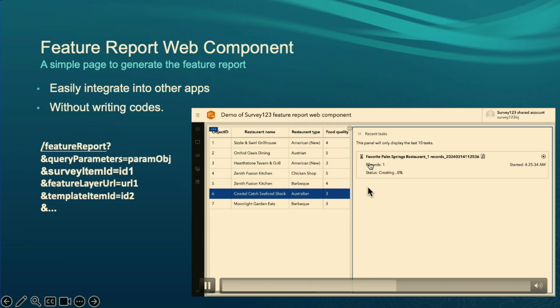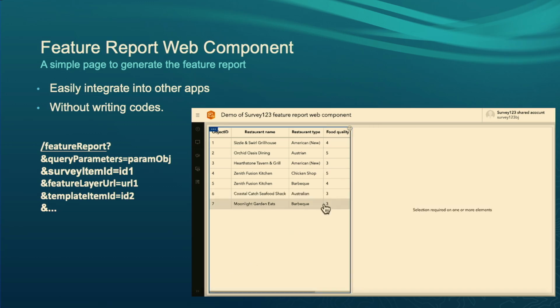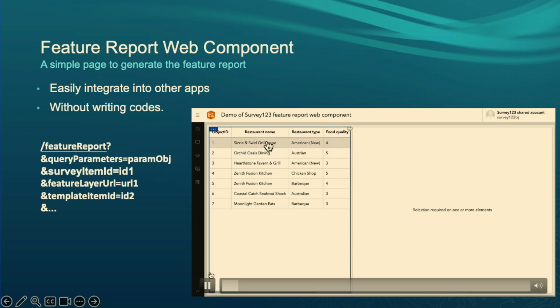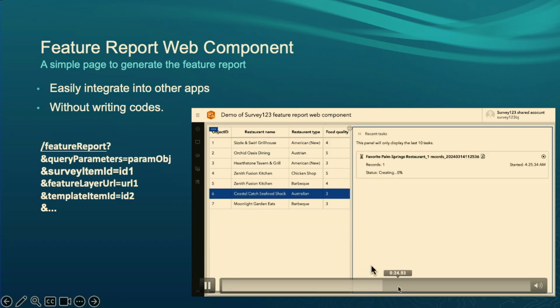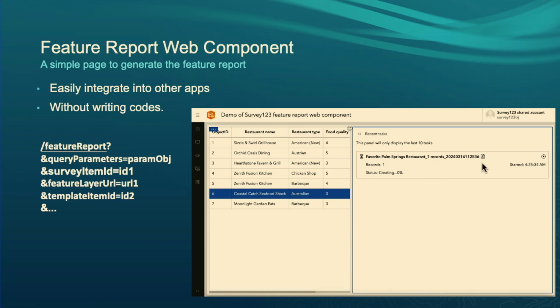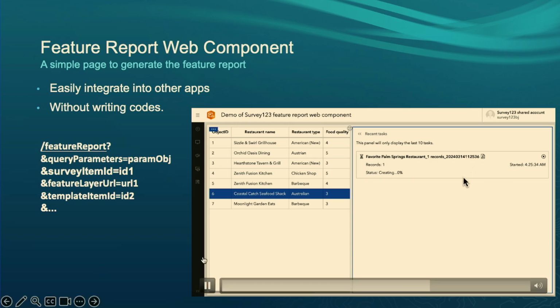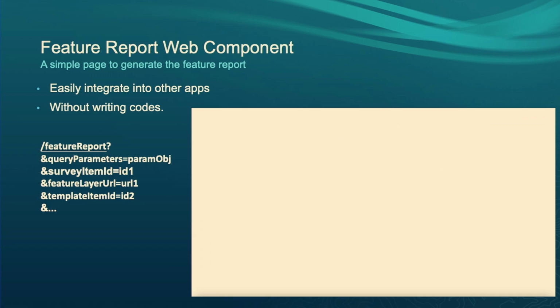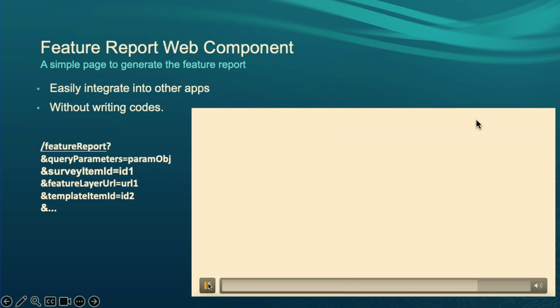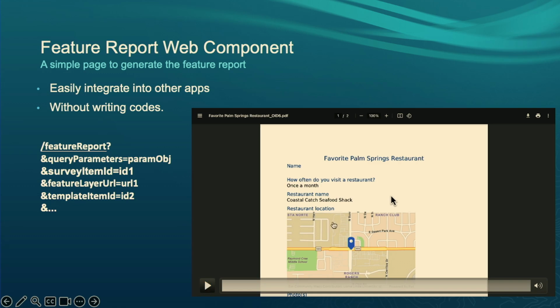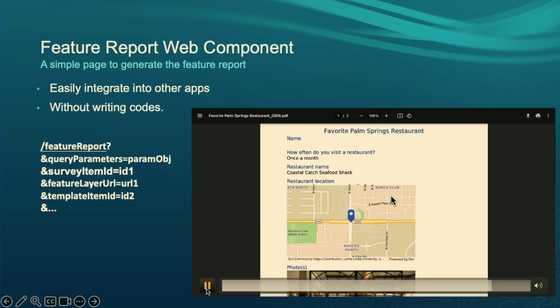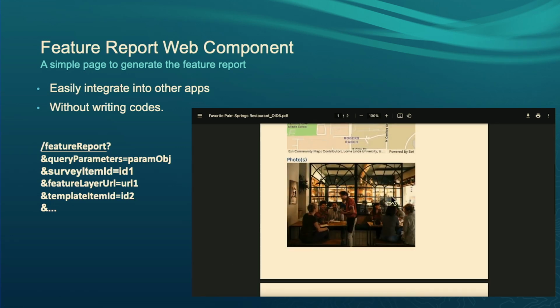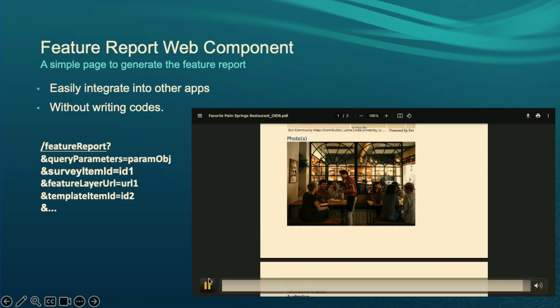Now the report task is generating. A moment, sorry, it's here. A moment later, the report will be auto-generated and auto-downloaded. Yes, this is the printed report with the image and map.